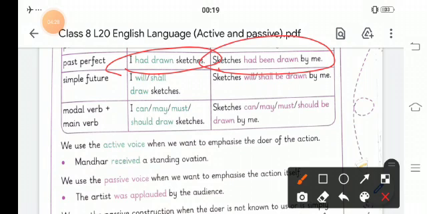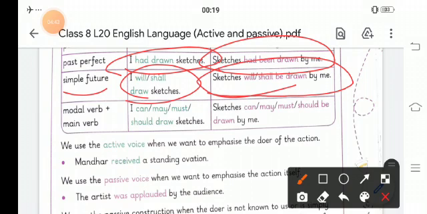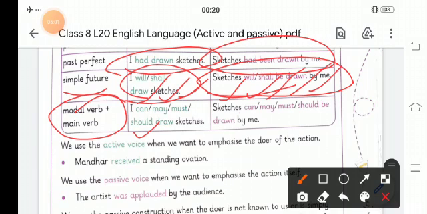And in the simple future, will or shall are used. I will or shall draw sketches. The passive is sketches will or shall be drawn by me. And when modal verbs are there, such as I can, I may, I must, I should draw sketches, the passive is sketches can, may, must, or should be drawn by me.